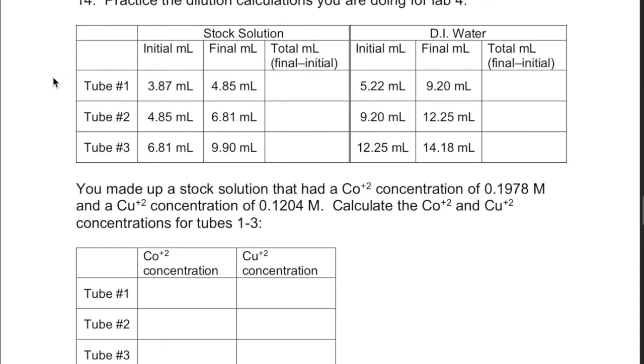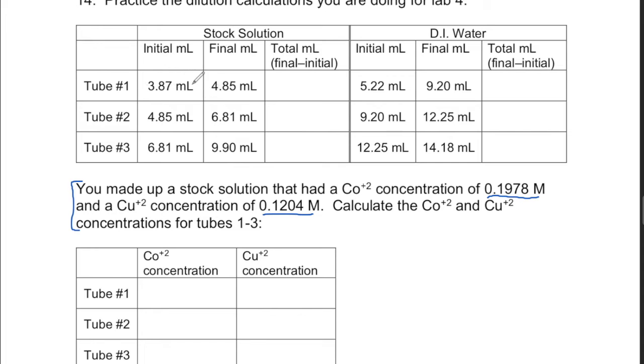All right, let's practice some of the dilution calculations. Once we have a concentration in our stock solution, so we have a cobalt ion concentration of 0.1978 moles per liter and a copper ion concentration of 0.1204 moles per liter in the stock solution. So that's what we are using here.